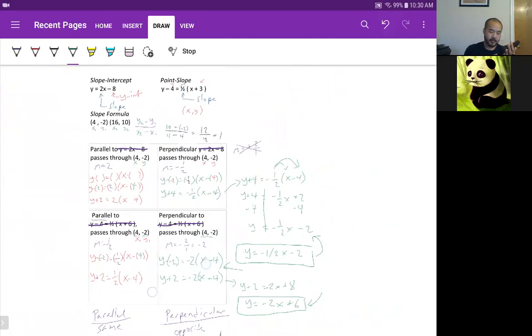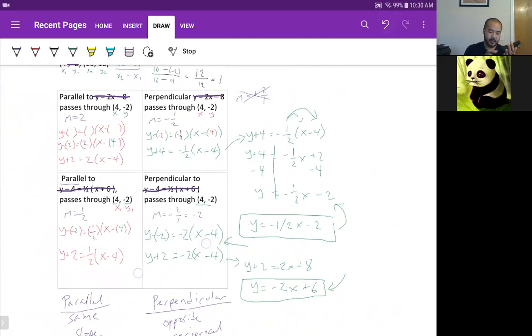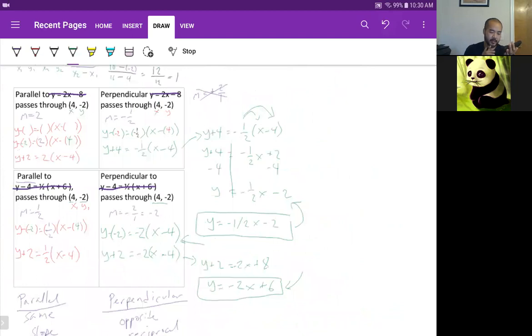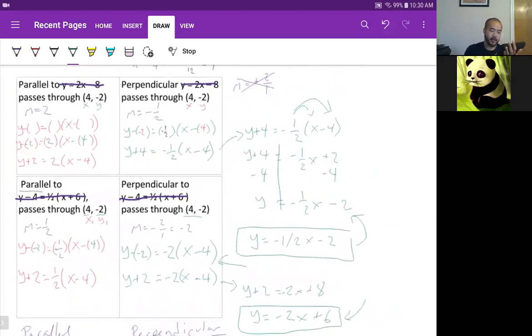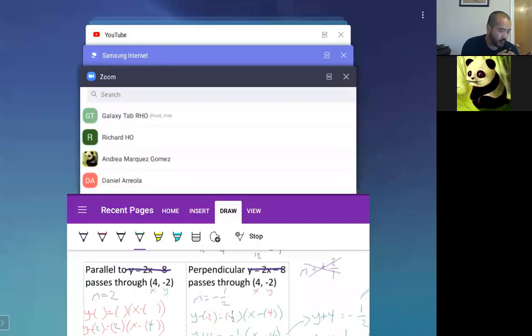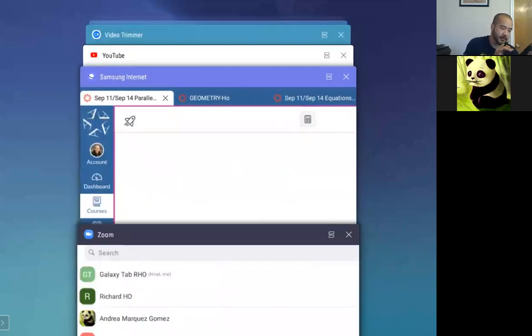So yeah, lots of steps there. If you notice, this last one I did not have as many steps because I skipped some. So once you get the hang of it, you can do that. So that goes along with your assignment for today.